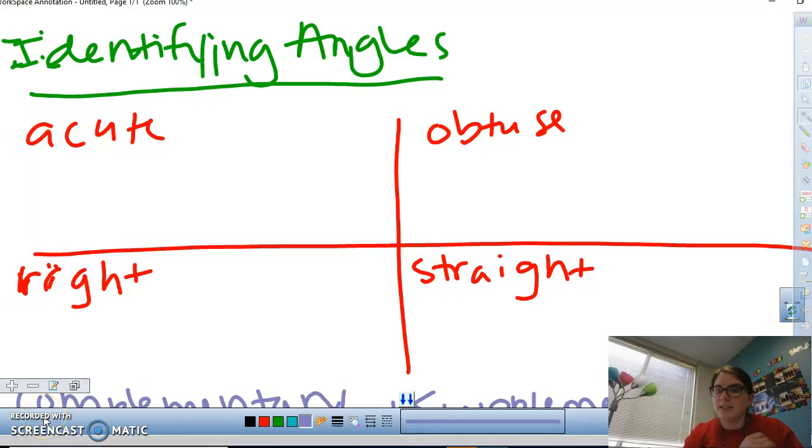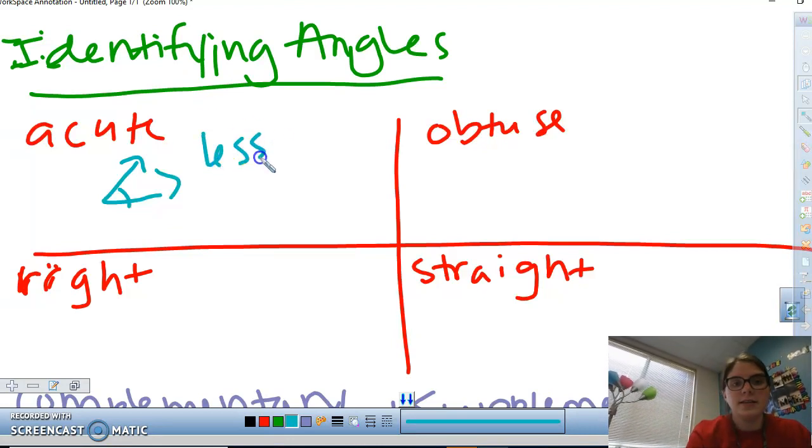Okay, so we're going to be talking about identifying angles. The ones that we learned in fourth grade were acute, obtuse, right, and straight. So we're talking about an acute angle. A lot of people like to think of it as a cute little angle. It's small. It's less than 90 degrees.